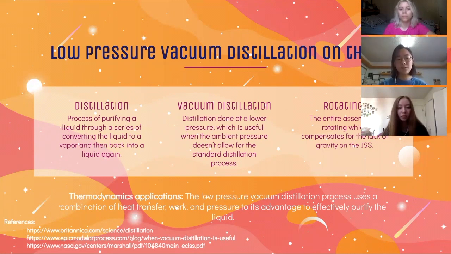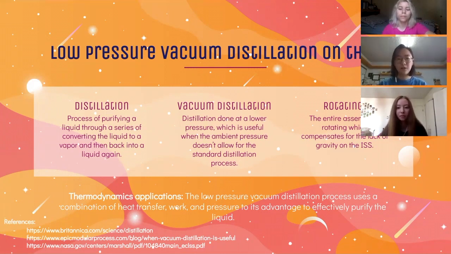This is useful when the ambient pressure doesn't allow for the standard distillation process, or if you just want to speed things up. On top of this, the entire assembly is rotating, so there are multiple parts that help the process work, even without gravity. This is where thermodynamics comes in. The low pressure vacuum distillation process uses a combination of heat transfer, work, and pressure to its advantage to effectively purify a liquid by separating the contaminants from the water.